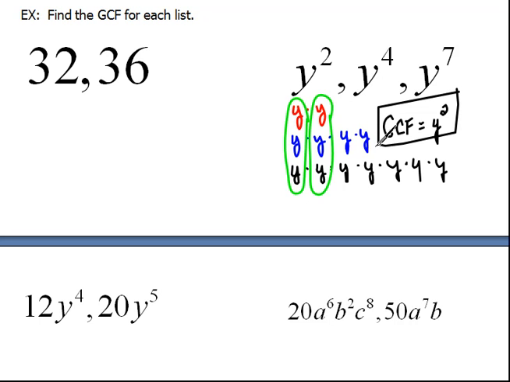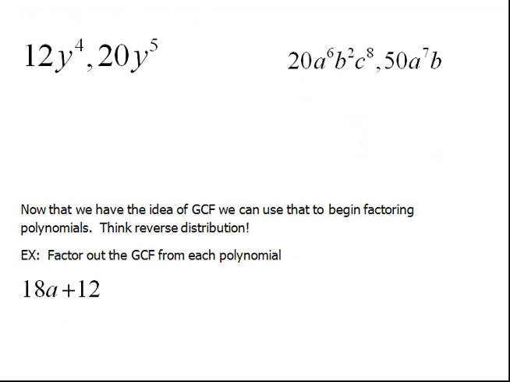Okay, now just as a quick recap, when we did just numbers, we were looking for the largest thing that would go into both of them. In this case, it was a 4, because both of these are divisible by 4, and that's the biggest thing that they're divisible by. When we dealt with letters or variables, we were looking for the smallest exponent, because that's how many they all have in common. We're going to need this for the next two examples.